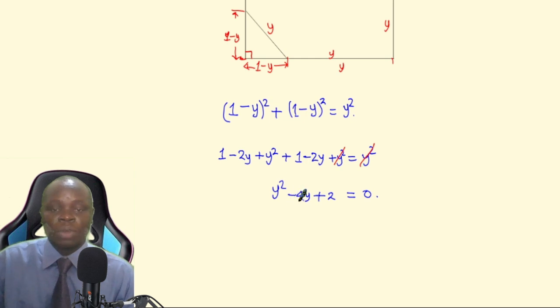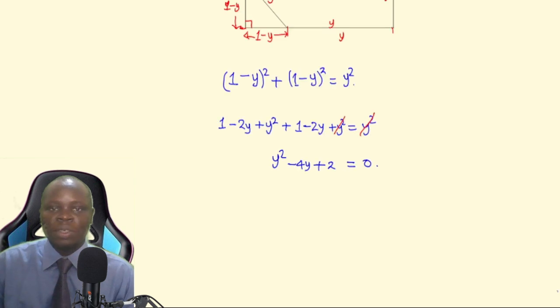Now what we have got here is a quadratic equation. We can use any method out of the 4 methods we know to solve this equation. So for now, let me solve this using completing the square. So how do you complete the square? We make sure that we take this constant to the right hand side, and we have here y squared minus 4y equals negative 2.